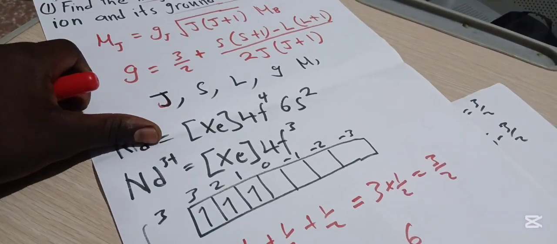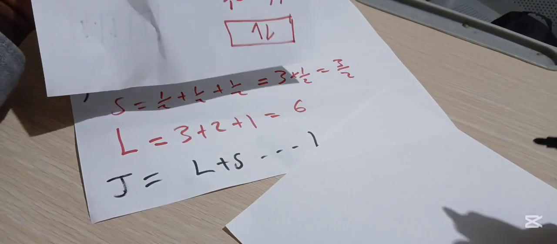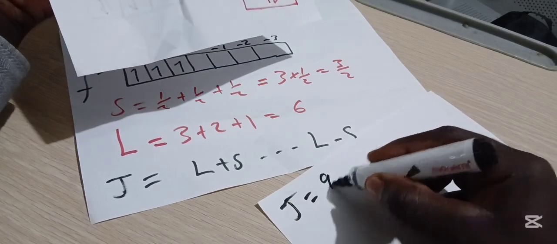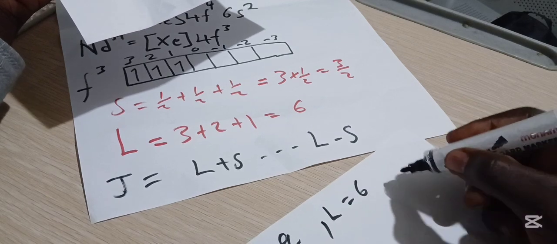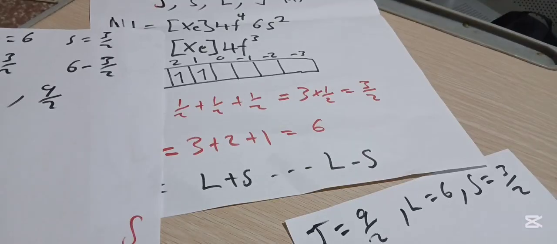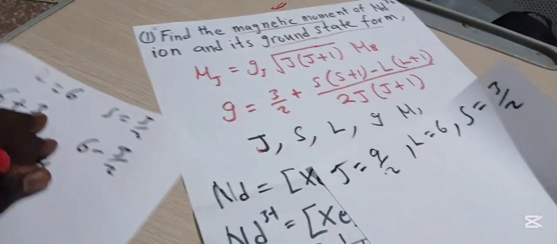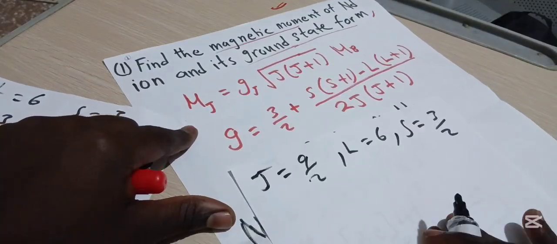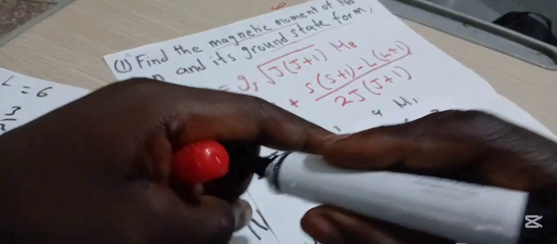Since we've gotten our J value, we can go ahead and calculate our g. Let me transfer the work here. So we now have our J value to be 9/2, our L value to be 6, and our S value to be 3/2. So we can go ahead and calculate our g. And the formula for our g is here. g equals 3/2, 3/2.